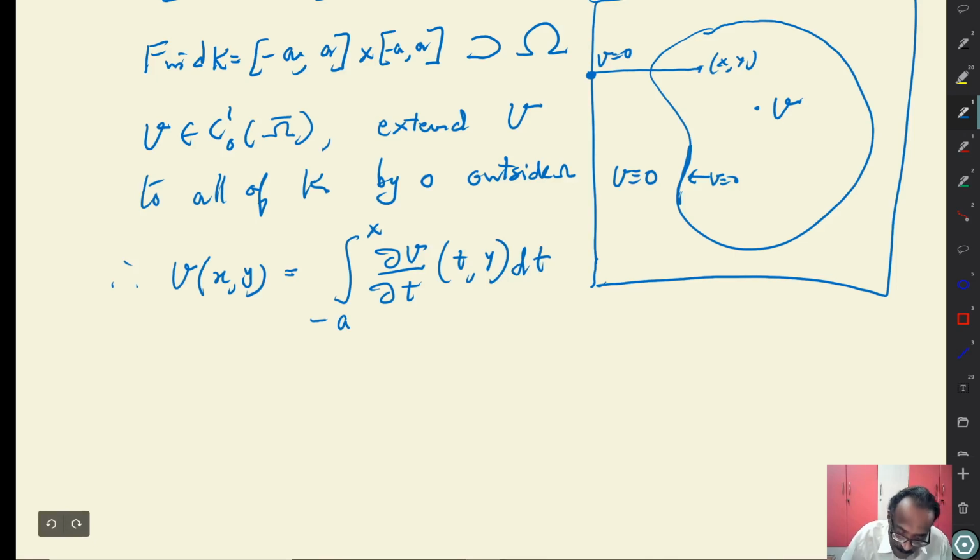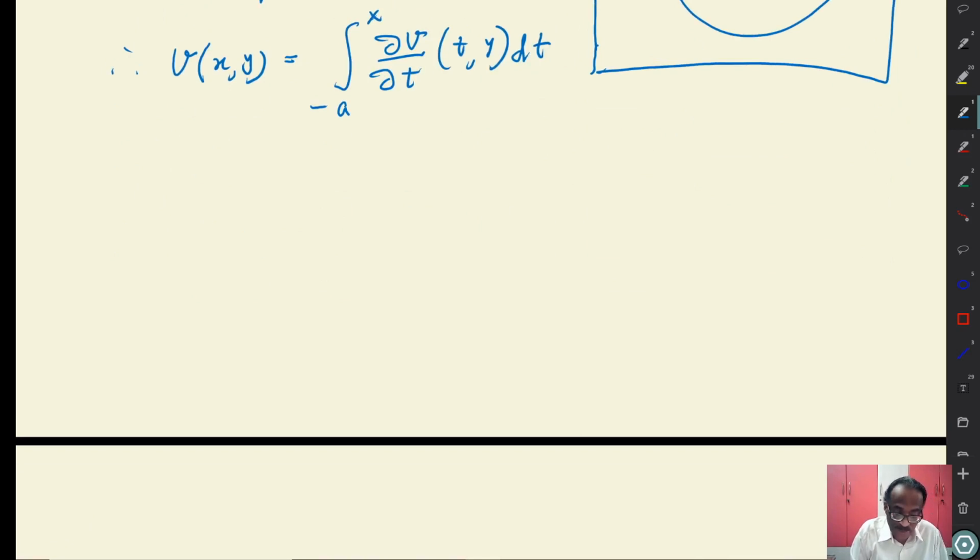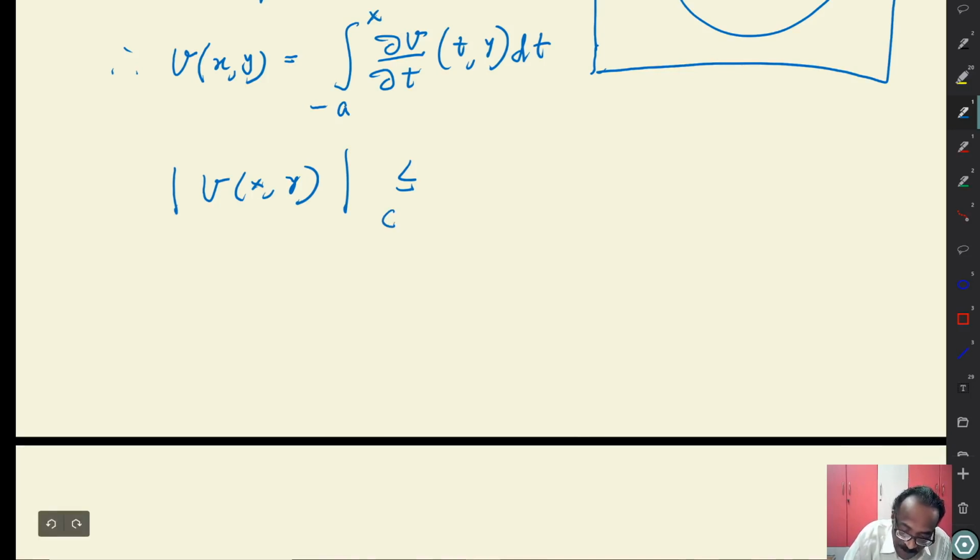So I can integrate, and there is nothing to do: v(x, y) minus v(-a, y) is 0, which is 0 on the boundary. Any side you can take, any integration you can take. If you want, you can do a small exercise, and you can easily see that the modulus of v(x, y) is less than or equal to some constant. You apply Cauchy-Schwarz again, with one as the other function, so you get some number. I will leave it as an exercise. Use Cauchy-Schwarz.